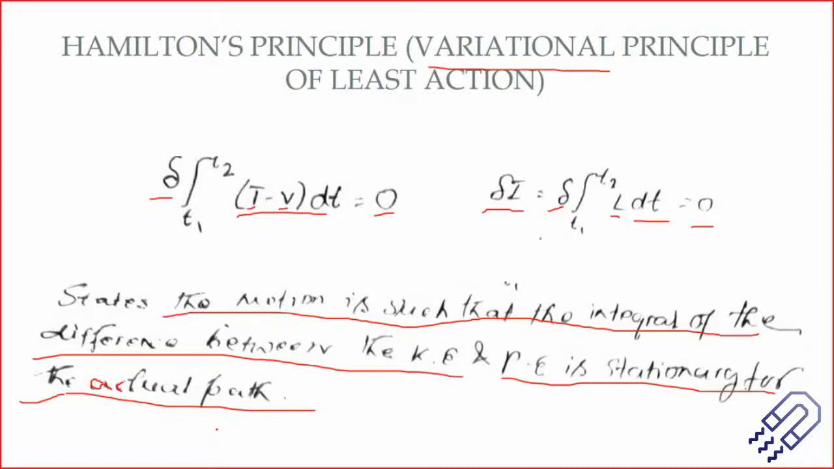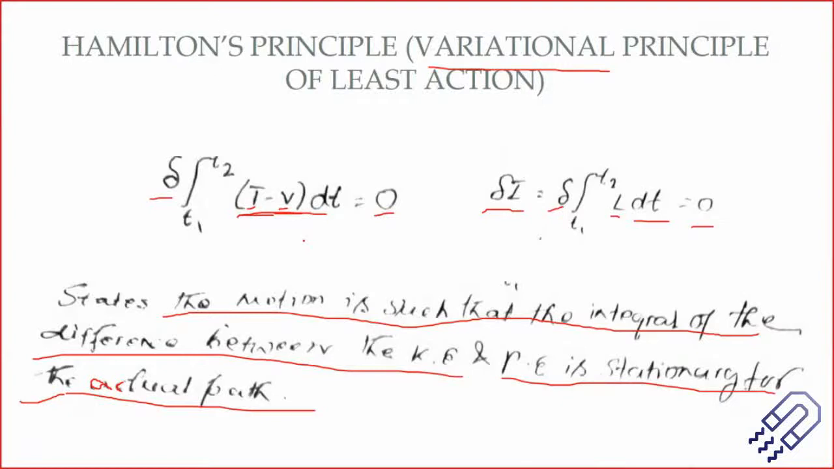Okay, and then it says that the integral of the difference, so you can look into it. Okay, you can make your statement. I think this is very simple. You basically take the integral of the difference between the kinetic energy and the potential energy. And if you consider it over a period of time, it is basically stationary. So that means there is no change.